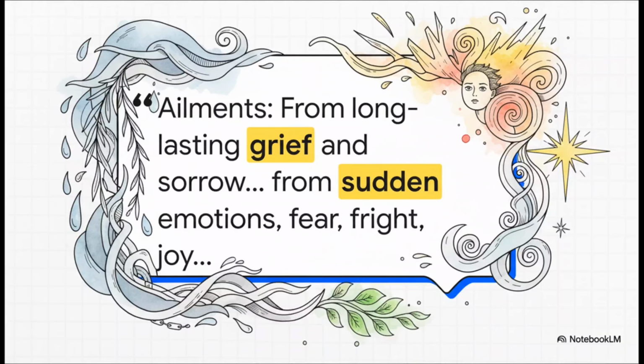And this is just a brilliant illustration of that principle in action. If you look up the remedy causticum in our source, you see this whole list of possible triggers: ailments from long-lasting grief and sorrow, from loss of sleep, from sudden emotions, fear, fright, joy. So you see, the remedy isn't just for a random list of symptoms. It's for symptoms that popped up because of these very specific life events.